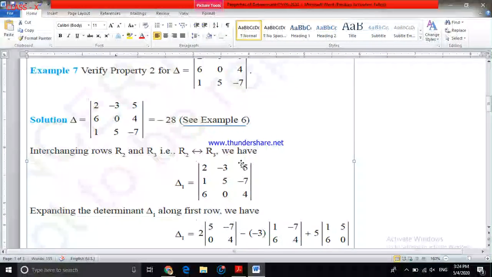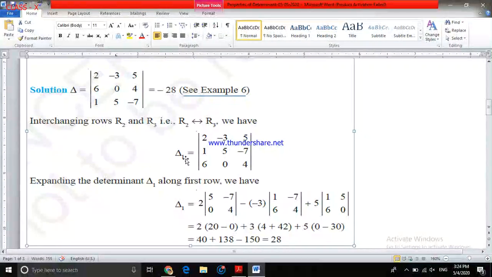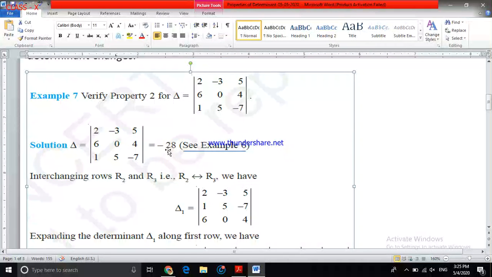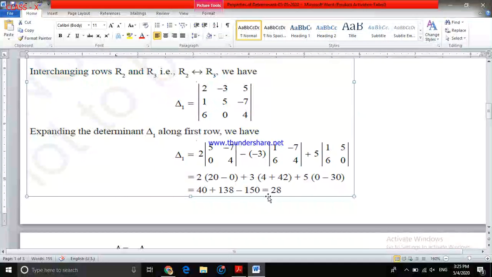The determinant is minus 28. Now delta 1 I have taken by interchanging the second row and third row. Here the second row is 6, 0, 4 and here the third row is 6, 0, 4, and here the third row is 1, 5, minus 7, and here the second row is 1, 5, minus 7. So R2 is swapping with R3. Here you can see the operation. Now if you find the determinant of the delta 1 matrix, it gives a positive 28. So originally the delta determinant is minus 28, and now the delta 1 determinant is plus 28.